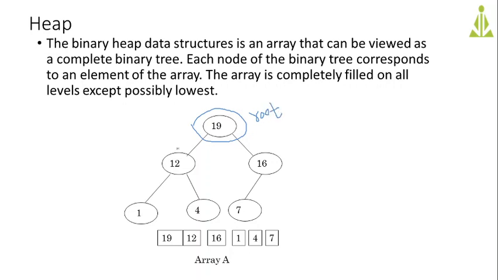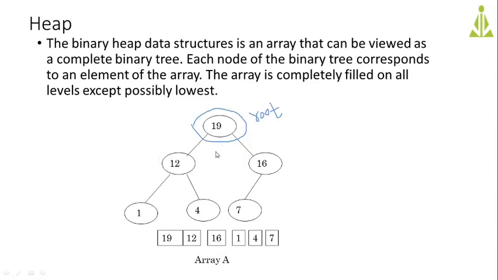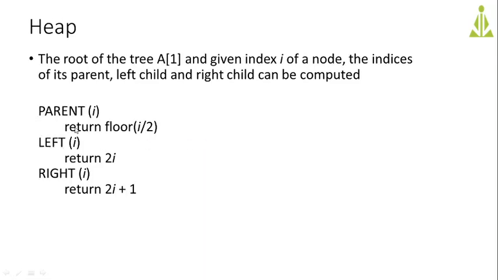First one is a root node and the rest of the nodes are called leaf nodes. So the root node of the tree is A[1]. Given an index i of a node, the indices of its parent, left child and right child can be computed. Parent of i, the parent node, returns floor of i by 2.